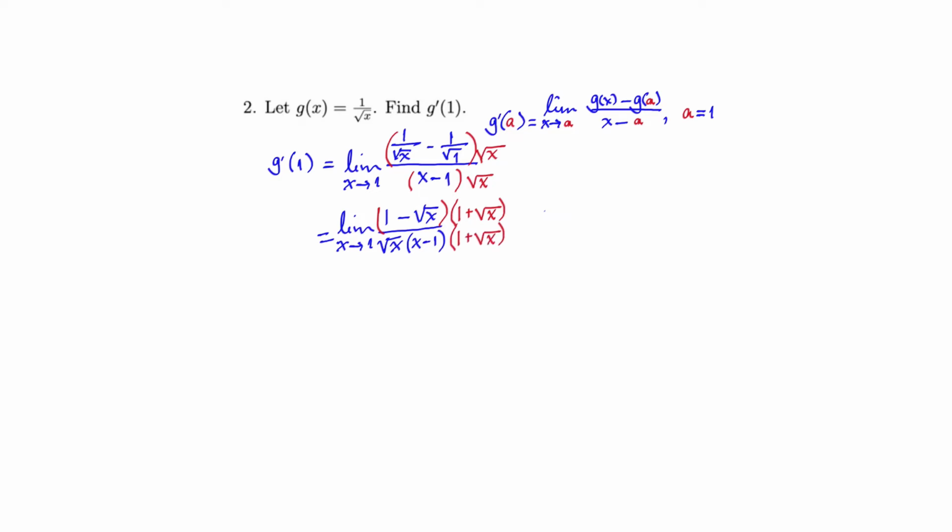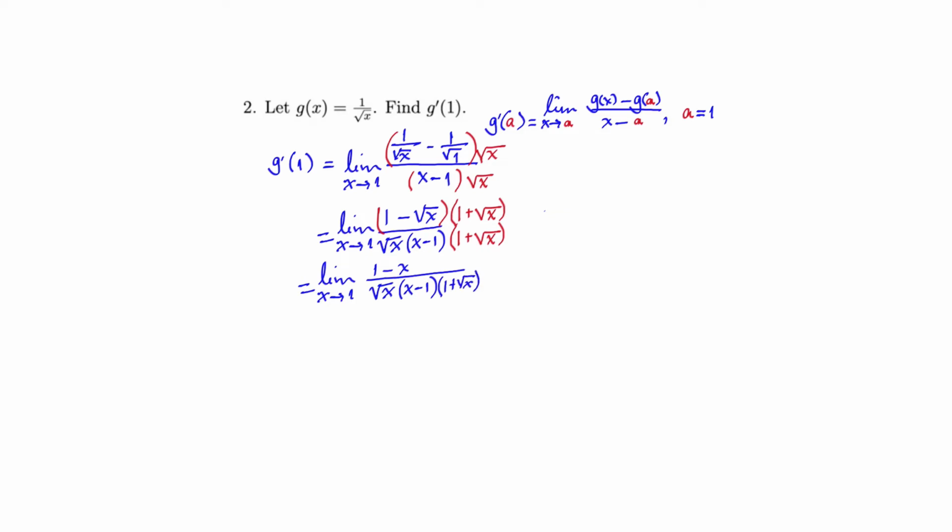Now, when we multiply across, we've got the limit as x approaches 1. Notice in the numerator, you've got a minus b times a plus b, and a minus b times a plus b is always a squared minus b squared. It always turns out to be the difference of squares. So the numerator is now 1 squared minus that square root squared, which is just 1 minus x. The denominator, we're just going to leave it factored. It looks messier, but it's going to be okay.